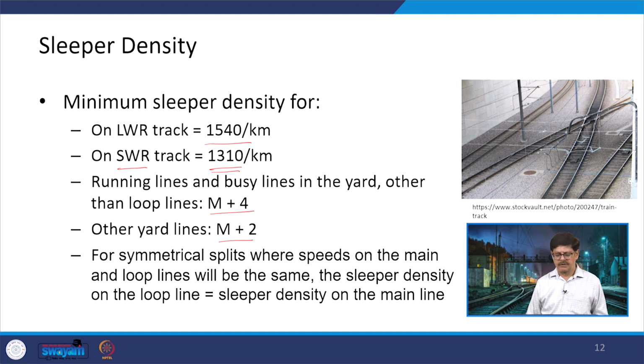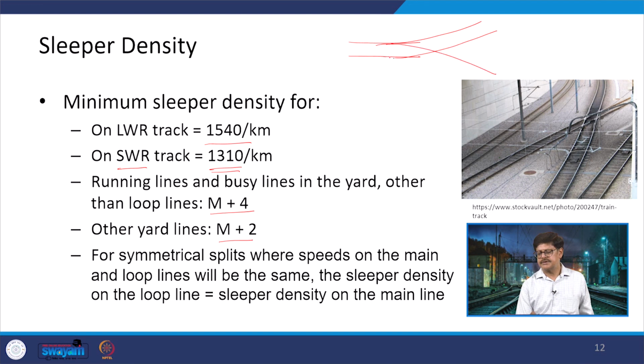So, what is a symmetrical split? A track is coming in this form and then it splits here as well as here. So, there is a symmetrical split with respect to the center line of the tracks. In these particular cases, if the speeds are equal, then the sleeper density is also going to be the same, even if this is a main line and this is a branch line.